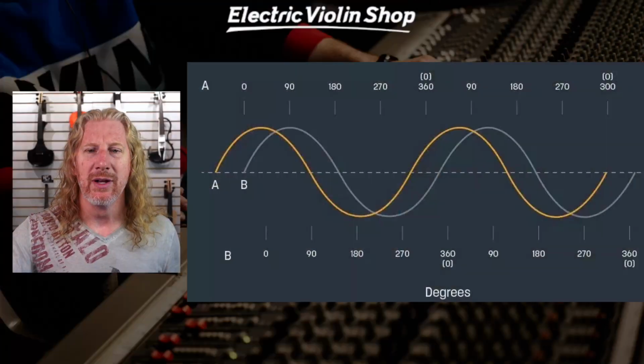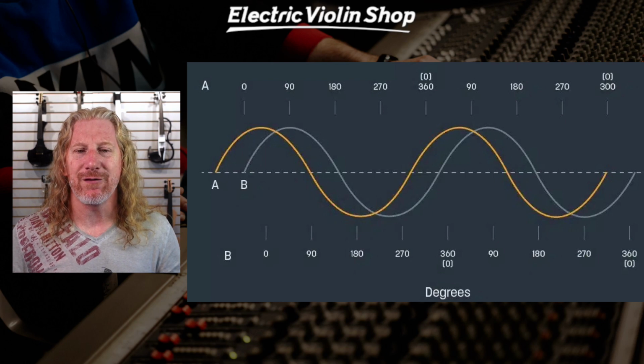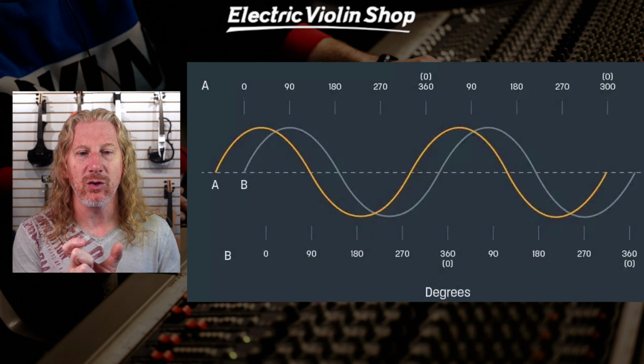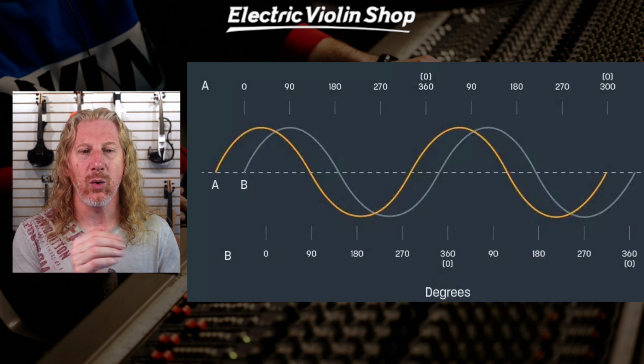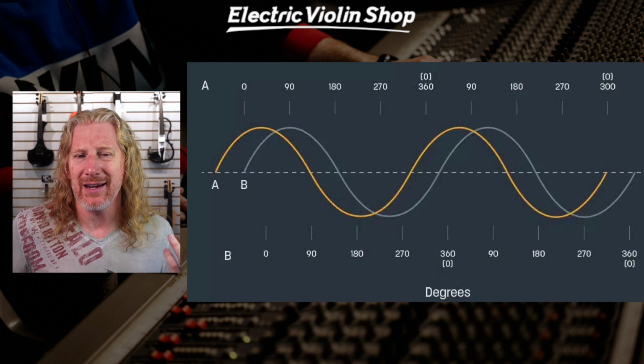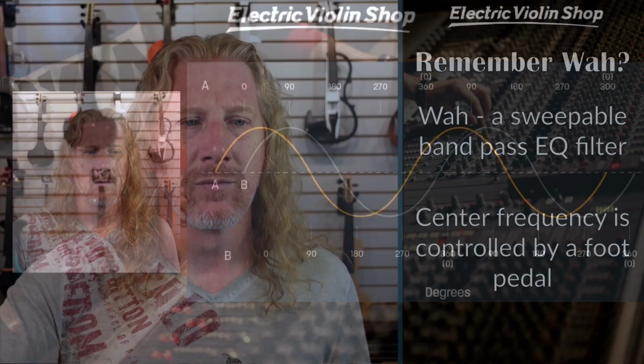This is what a phaser would look like. It changes the phase, so the copied signal, we change the phase of that. But if you imagine that the horizontal axis is time instead of phase, that's what a flanger would look like.